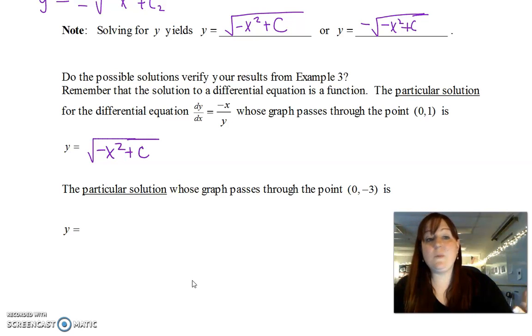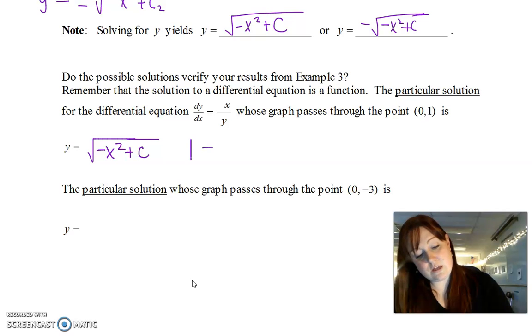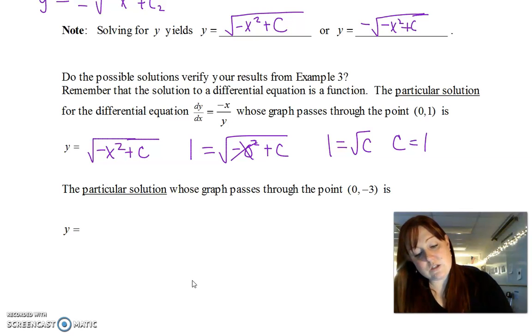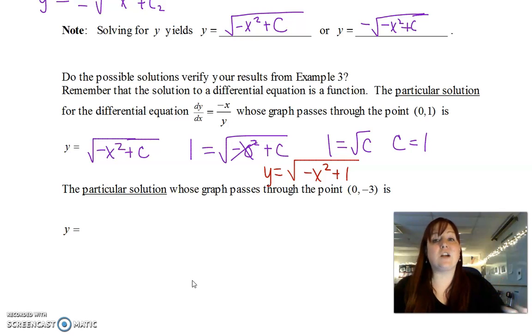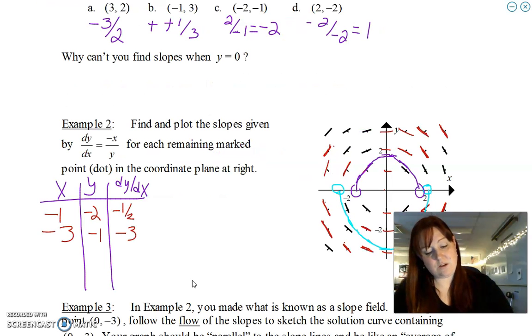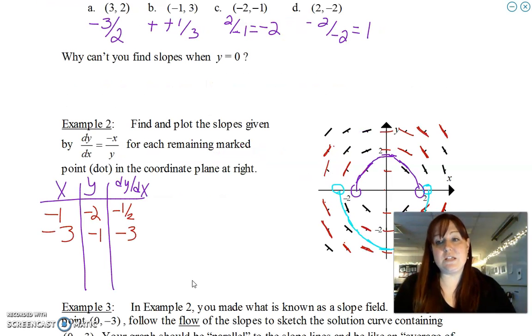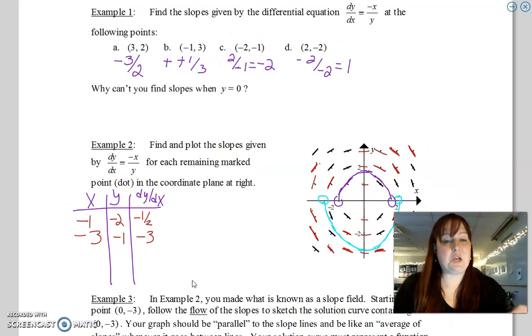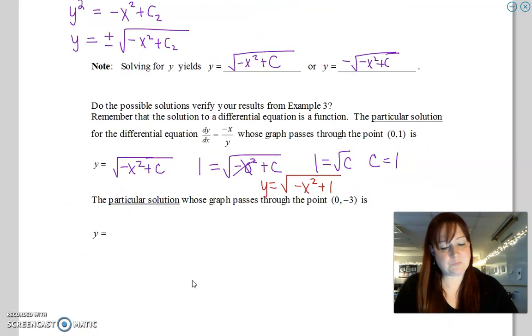And then we're going to plug in the point to figure out what c is. So we have 1 equals the square root of negative 0 squared plus c. Well, negative 0 squared is just 0. So we have 1 equals the square root of c, so c equals 1. So our particular solution is y equals the square root of negative x squared plus 1. That would give us the actual semicircle. And that's basically what we found here, right? We found a semicircle that has about a radius of 1. Mine's maybe a little wider than I should have made it, but it has a radius of about 1.